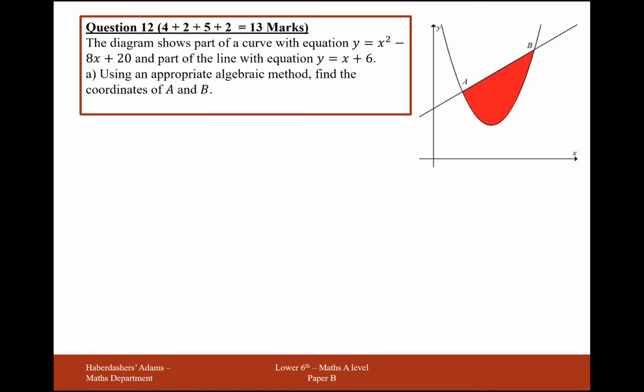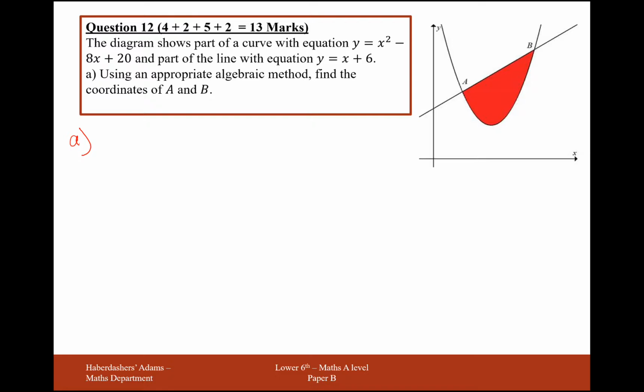Here we're working on question 12. The diagram shows part of a curve with the equation y equals x squared minus 8x plus 20 and part of the line y equals x plus 6. Using the appropriate algebraic method, find the coordinates of A and B.